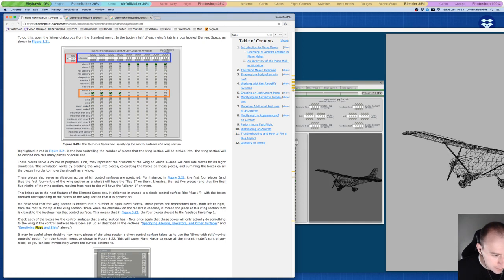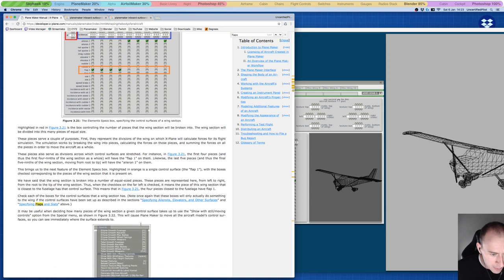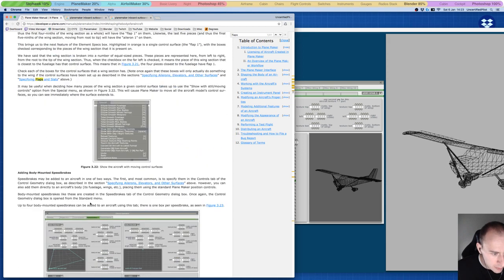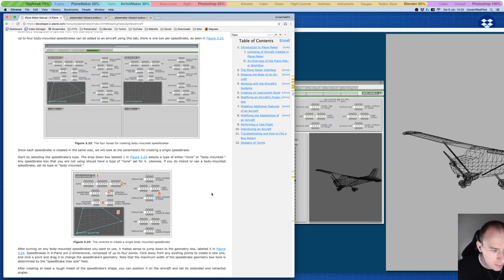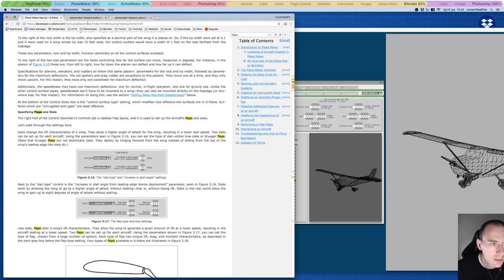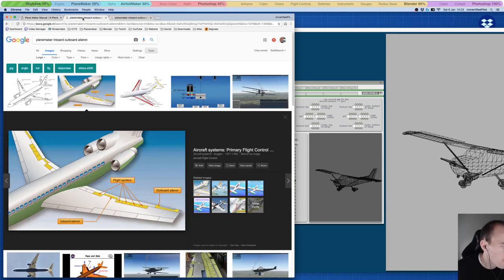Where did I read that? Check each of the boxes of the control system. You may be used to deciding how many pieces of the wing. Yes, we know, we already did. Speed breaker, and then it's just skipped.